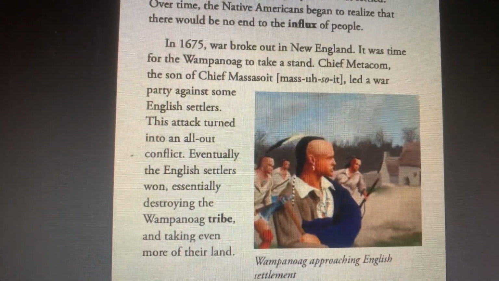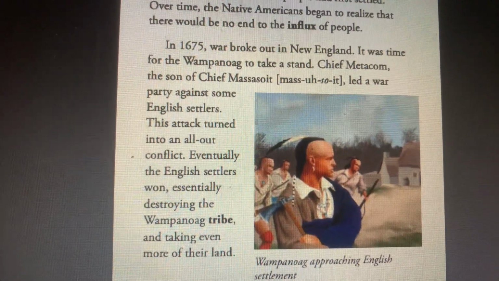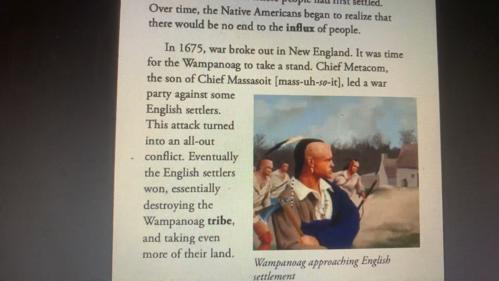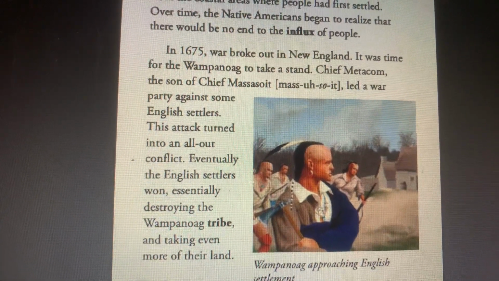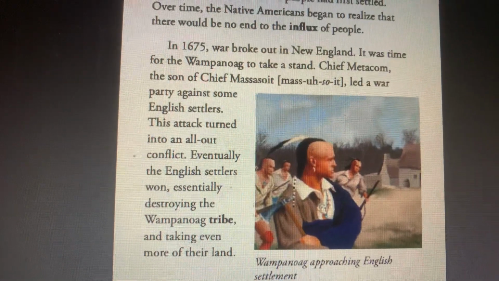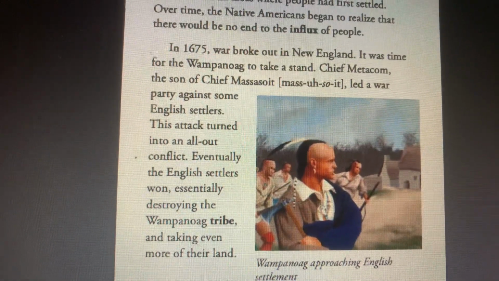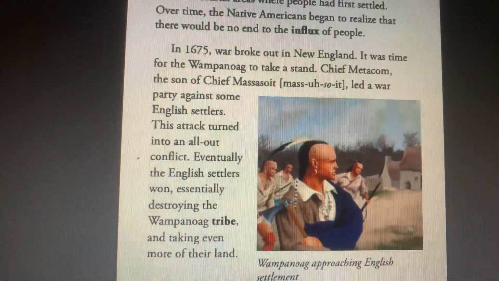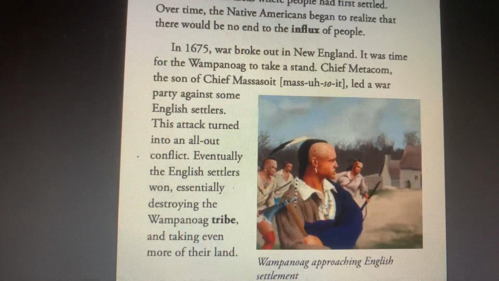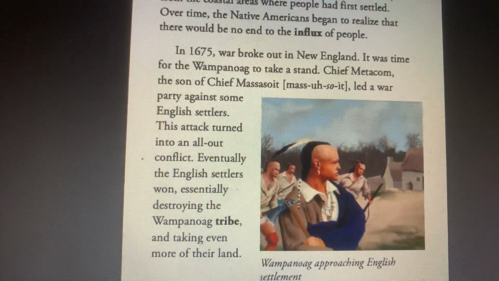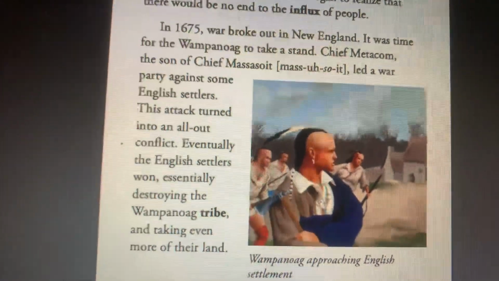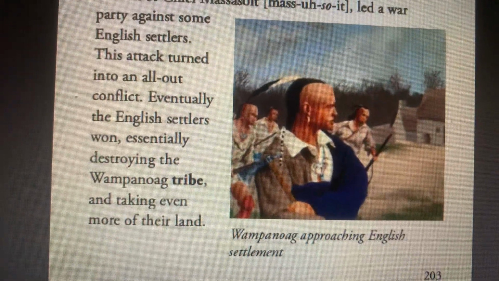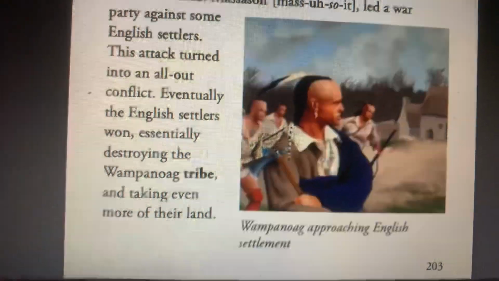In 1675, war broke out in New England. It was time for the Wampanoag to take a stand. Chief Metacom, the son of Chief Massasoit, led a war party against some English settlers. This attack turned into an all-out conflict. Eventually, the English settlers won, essentially destroying the Wampanoag tribe and taking even more of their land. You can see here, it's an illustration of Wampanoag approaching an English settlement.